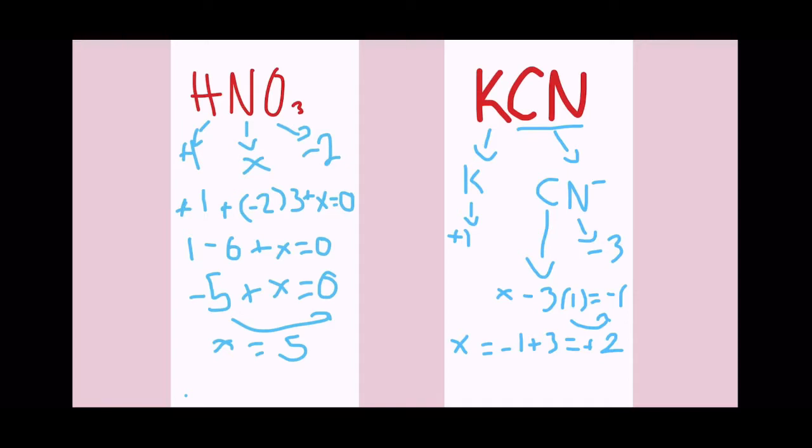So now we only have C to figure out. So we put X, which is the oxidation number of C, and the oxidation number of N, which is -3. We multiply it by 1 because N only has 1 atom, and we make it equal to -1 because of CN's charge. After that, we do simple math steps, and we notice that the oxidation number of C is +2.